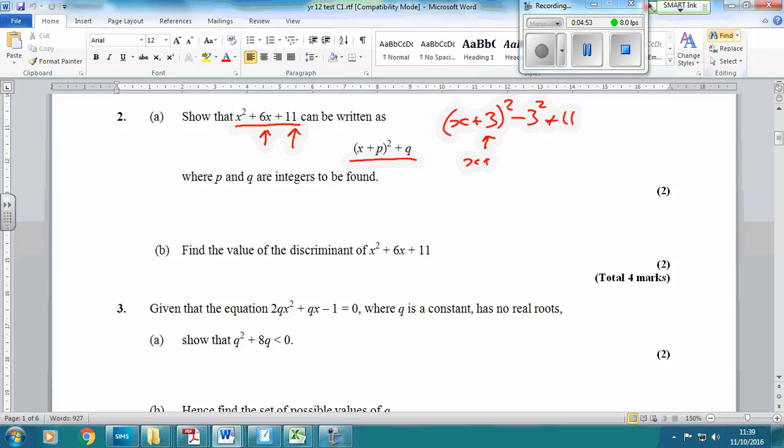That's going to be x plus 3 squared. Then let's take away 9 plus 11, which means plus 2. Fairly straightforward, but it's 2 marks.